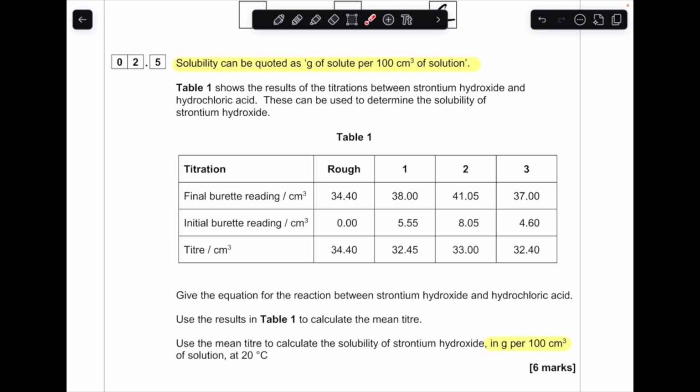Moving on to the main part of the question, part 5, we've got some information here that I've highlighted. It's really important, and I'll come back to it in the calculation, but solubility can be quoted as grams of solute per 100 centimeters cubed of solution. And we've got the usual results table, and we've got to do a couple of things before the calculation. We've got to give the equation for the reaction between strontium hydroxide and hydrochloric acid, and we've got to use these results to calculate the mean titer.